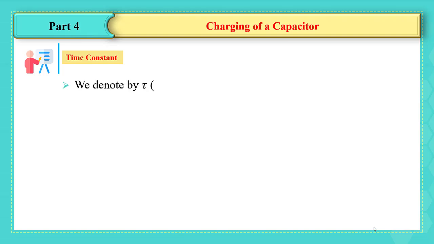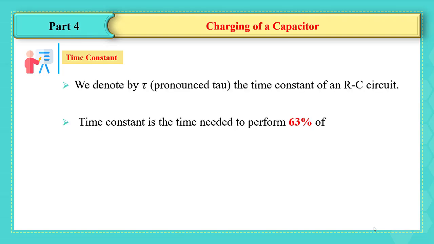Time constant of an RC circuit is a new and very important definition. Time constant, which is denoted by this letter, pronounced tau, is defined by the time needed to perform 63% of the charging or the discharging process. For example, if the maximum voltage of the capacitor is equal to 100 volts, then at time t equal to tau, the voltage of the capacitor will be equal to 63 volts.